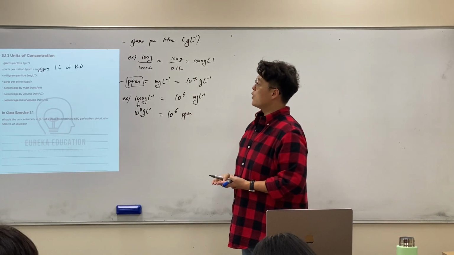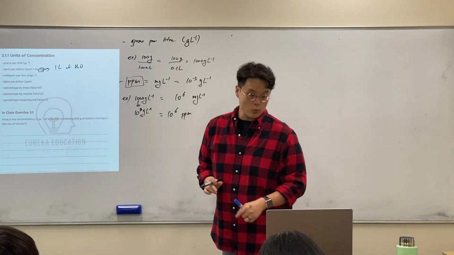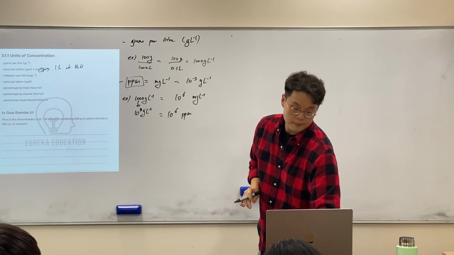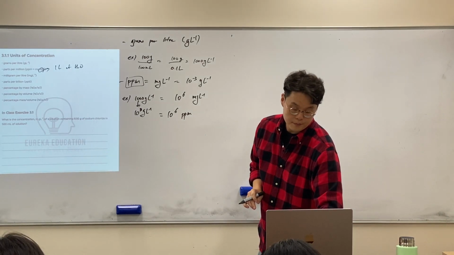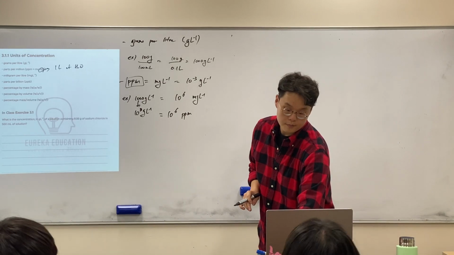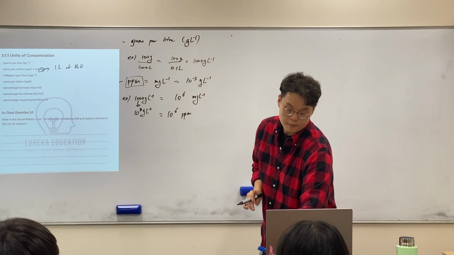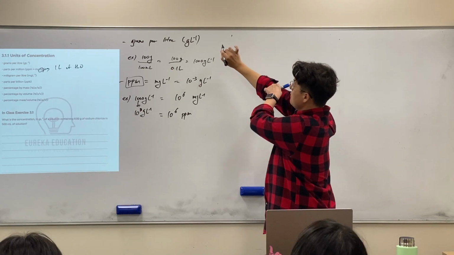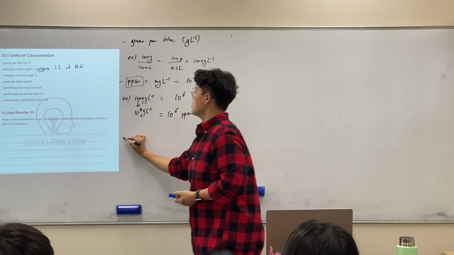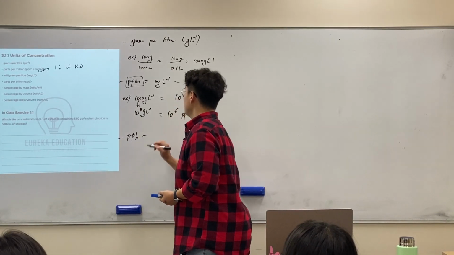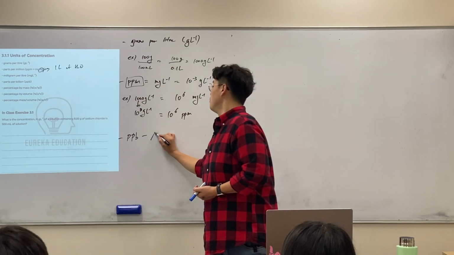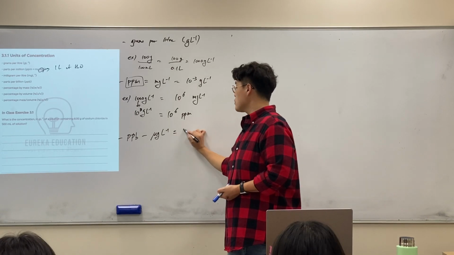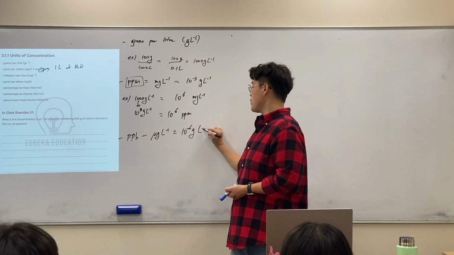Okay, next one we have parts per billion. We don't use it quite as commonly. So ppb is known as micrograms per liter, which is equivalent to 10 to the power minus 6 grams per liter.